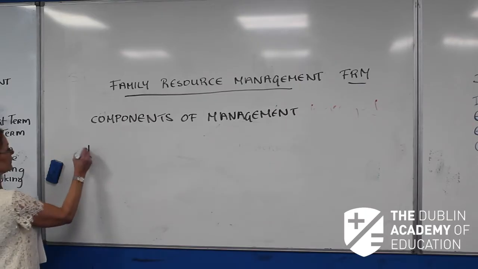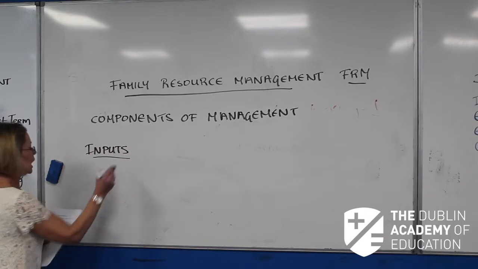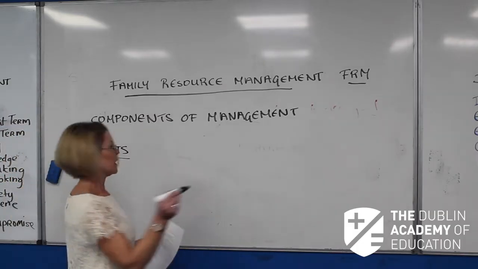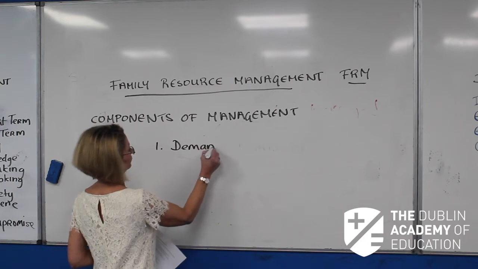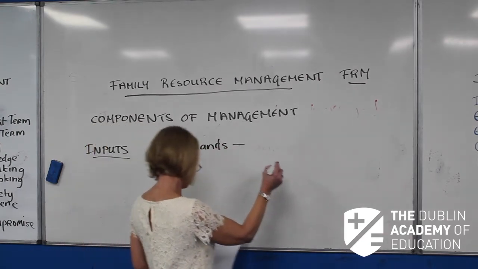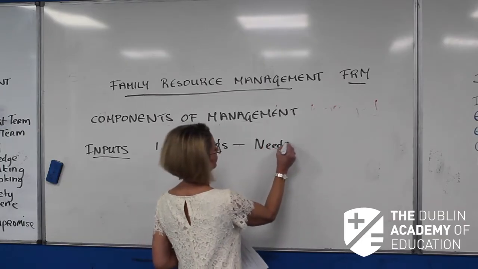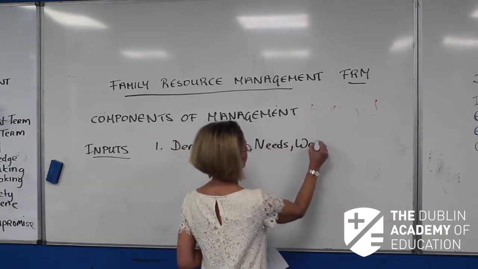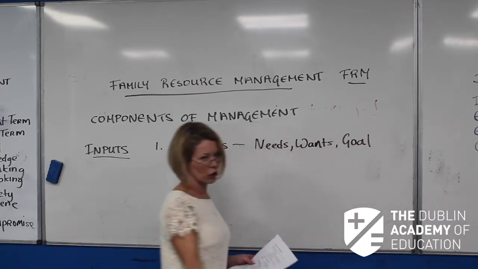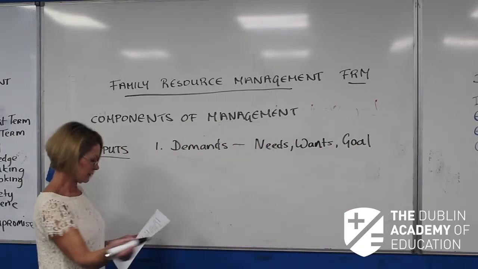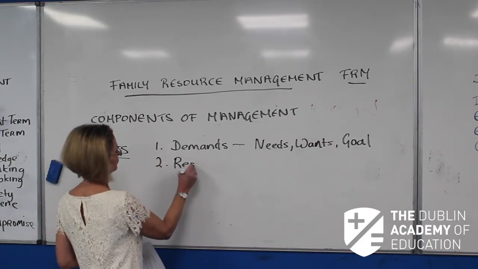The first stage is called inputs. And under inputs comes 2 things, our demands. And our demands are our needs, our wants, and basically identifying our goal based on our needs and wants. Then we look at our resources.